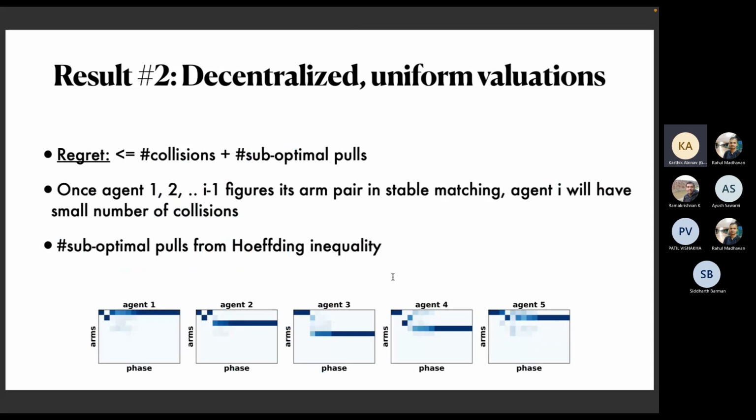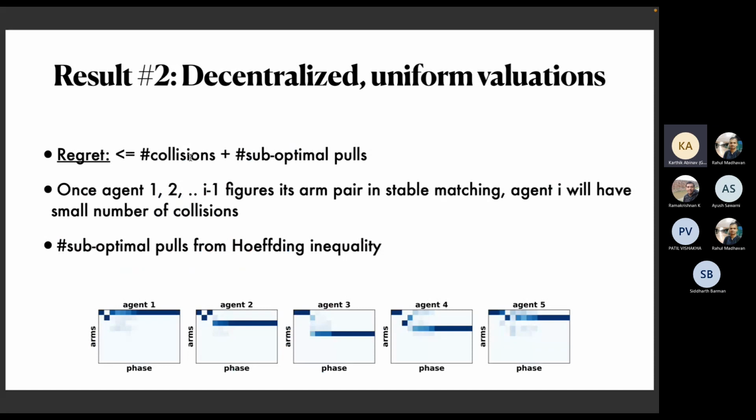I'll motivate why this property is important. As I said, the regret is essentially decomposed into two parts. Anytime there's a collision, we assume that the regret is one for that agent, and the suboptimal pulls, which come from Hoeffding's inequality, like standard bandit analysis, right?